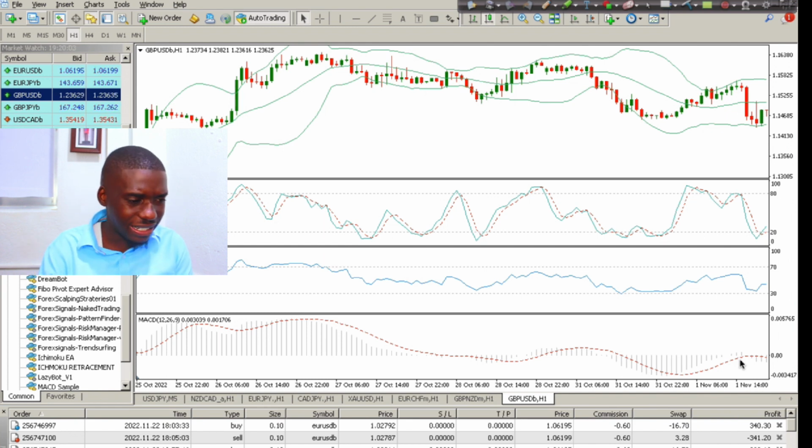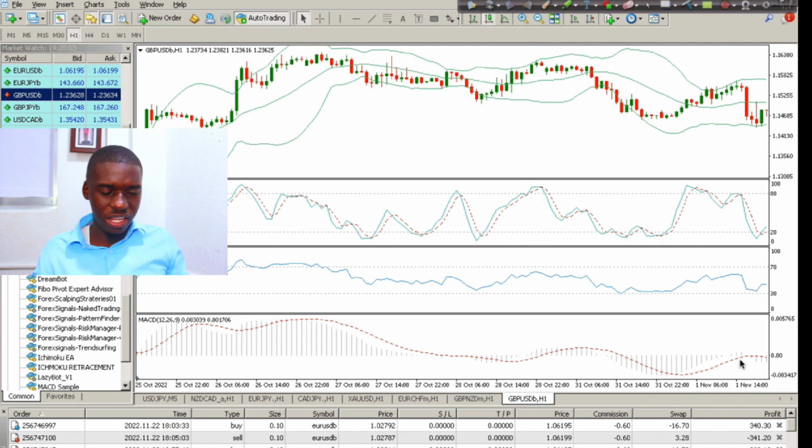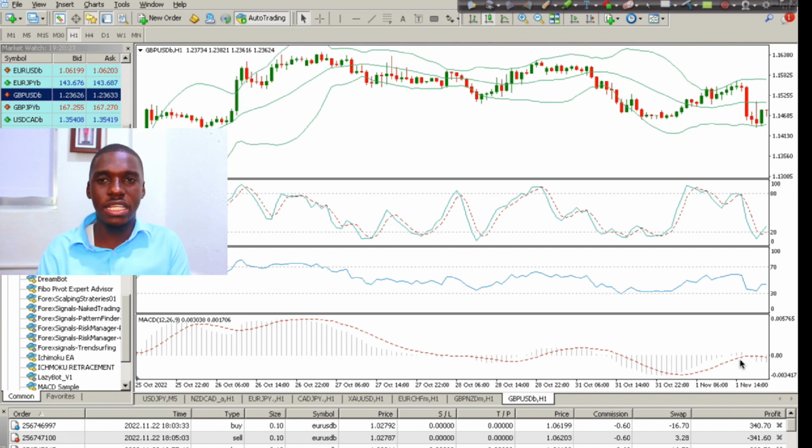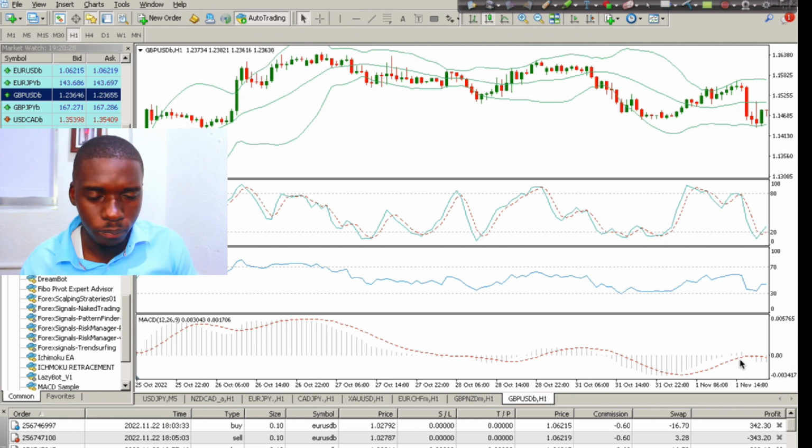We have the MACD line itself, which is the dotted line, and then the histogram. When the dotted line crosses the zero line in line with the histogram, it becomes an added confirmation, and it means that you should sell or buy appropriately, depending on which side the histogram and the MACD line cross the zero line from.